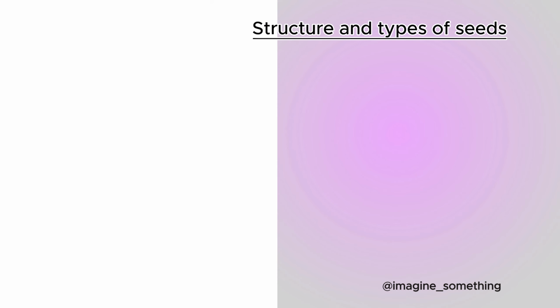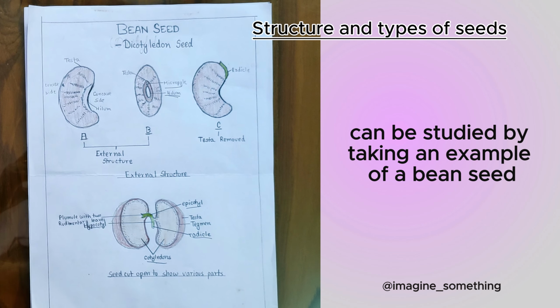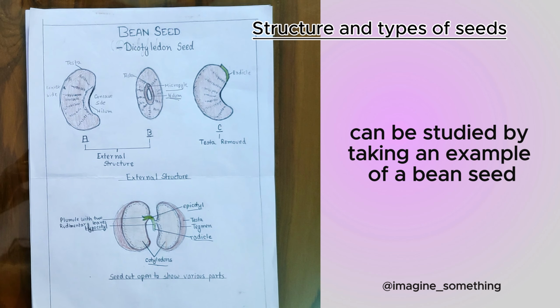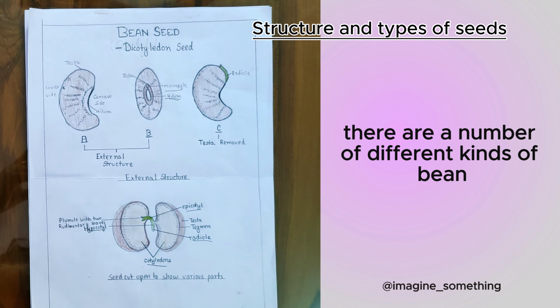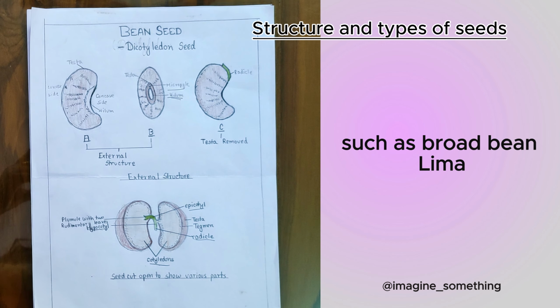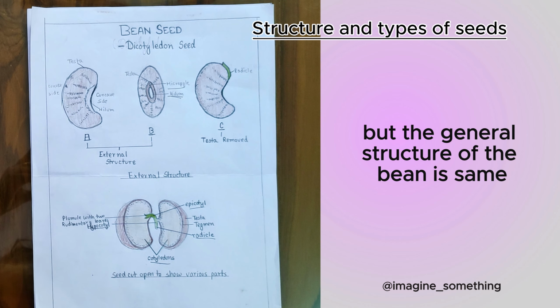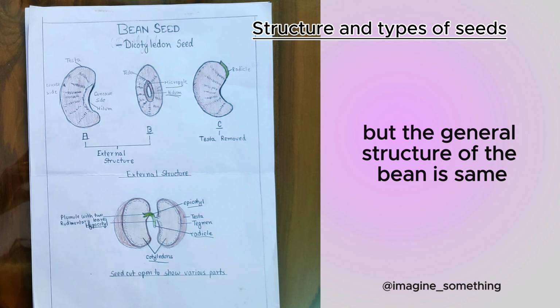The plumule is towards the upper broader side of the embryonic region and is enclosed by a protective sheath called coleoptile. The structure of a dicotyledon seed can be studied by taking an example of a bean seed. There are a number of different kinds of beans such as broad bean, lima bean, etc. But the general structure of the beans is the same.